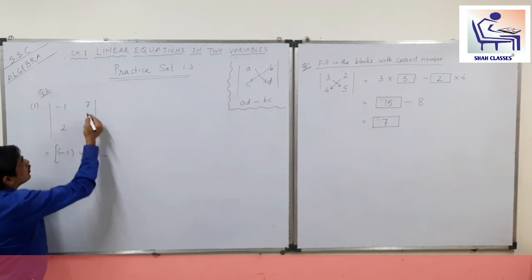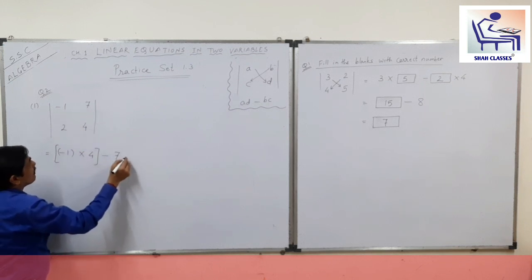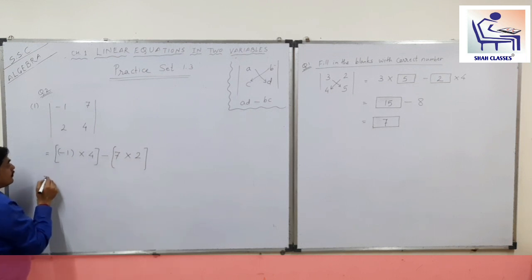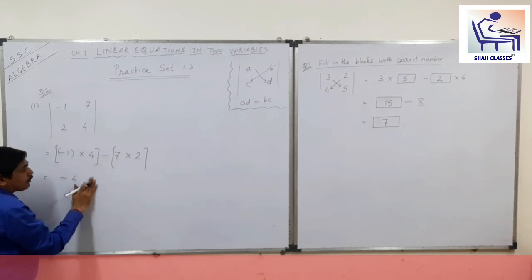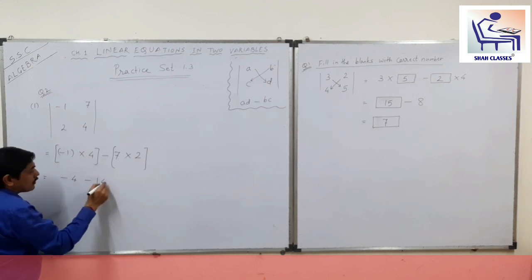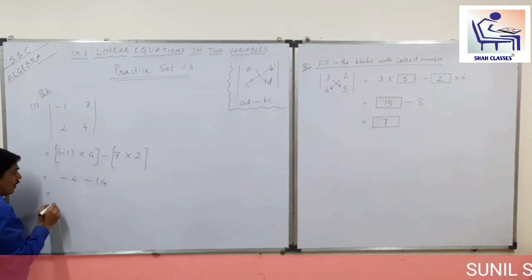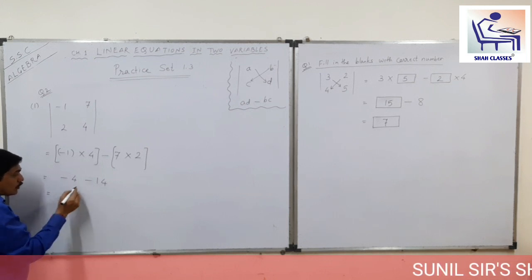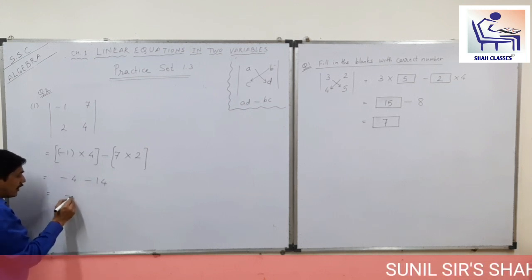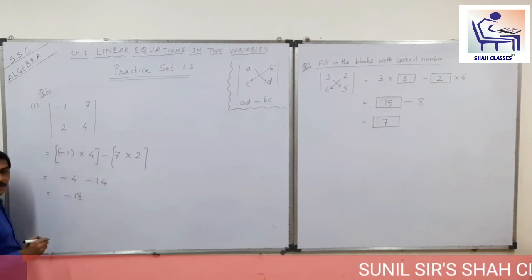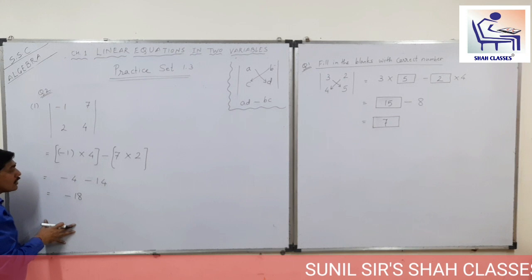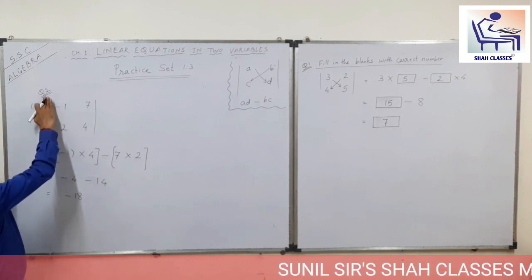Now -7 into 2. Now -1 into 4 is -4 and -7 into 2 is -14. Now minus minus plus, sign of the greater number. So 14 plus 4 is 18, but remember, minus 18. So you got the answer of this first question in question number 2.